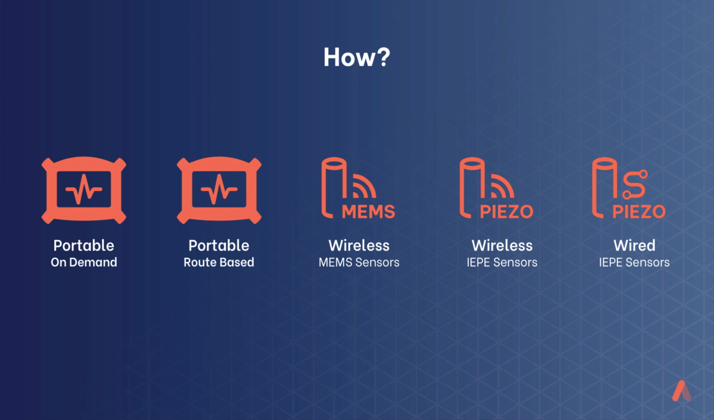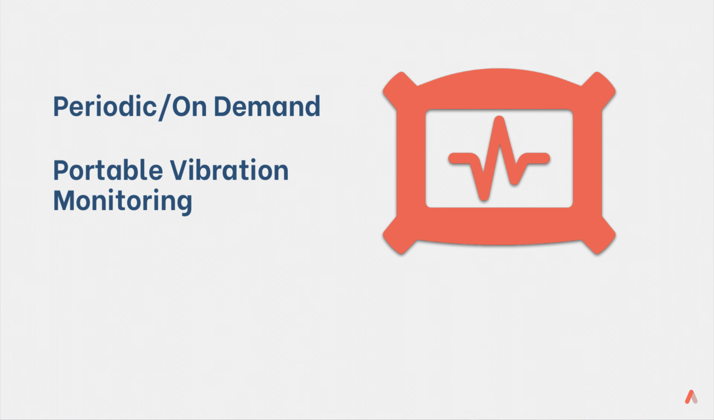With that in mind, let's talk about the three main options for doing vibration analysis. Those start from a portable on-demand and route-based walk-around analyzer, into wireless solutions such as MEMS sensors and piezoelectric sensors, and all the way up to a continuous online wired system using piezoelectric and prox probes and other sensors. The first we're going to talk about is periodic on-demand using a portable vibration monitoring system. This is your classic walk-around analyzer that everyone knows from the early days of vibration analysis.